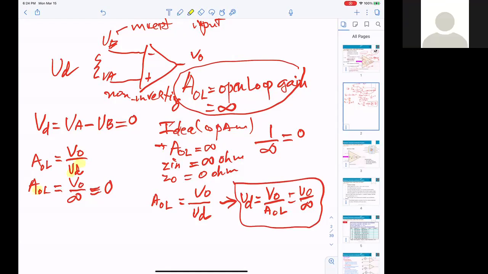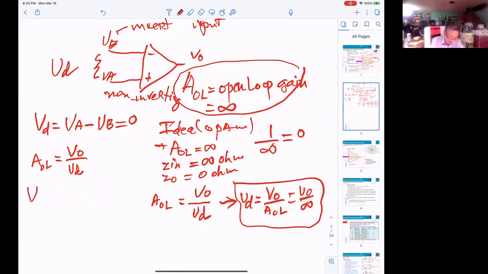I think all I'm saying is that you can't do these calculations with the open loop amplifier, because there's nothing to control VD with feedback. So all you can say is that if VB minus VA is anything but 0, V out is infinite.